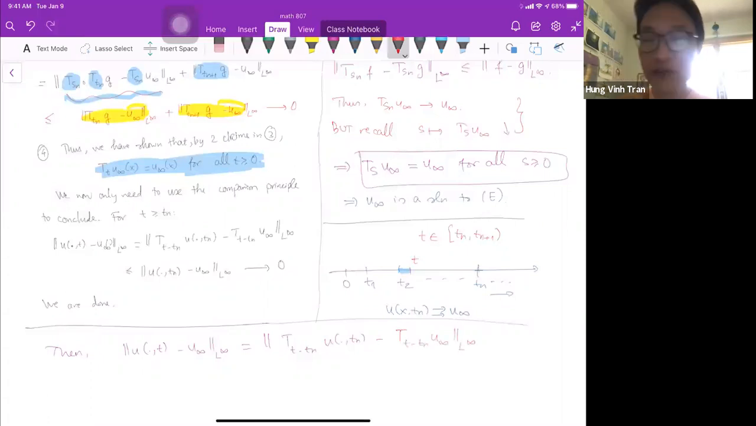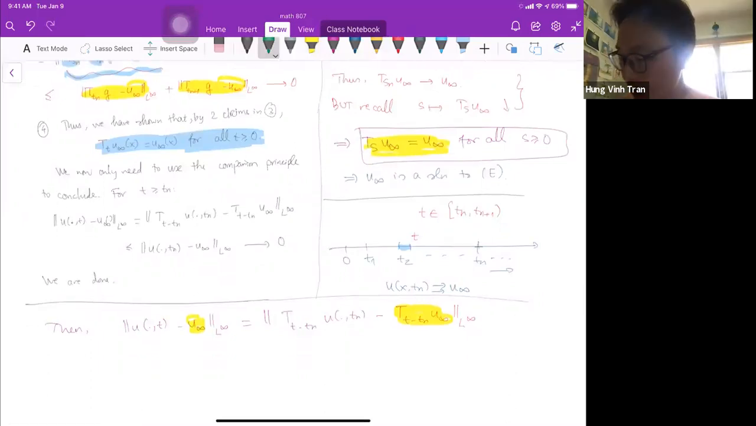Why so? Because u infinity is a stationary solution, so I can just write u infinity as S(t - t_n) of u infinity using this property. And now I'm using the contraction property of the semigroup. So this is less than or equal to the L infinity norm of u(t_n) minus u infinity, and this converges to zero. So we are done.